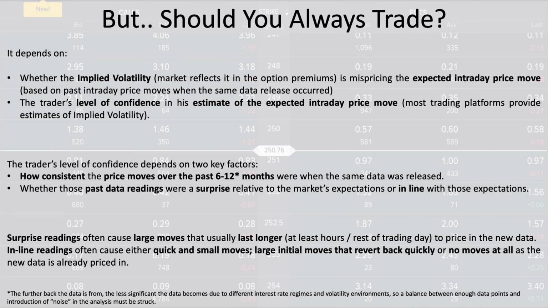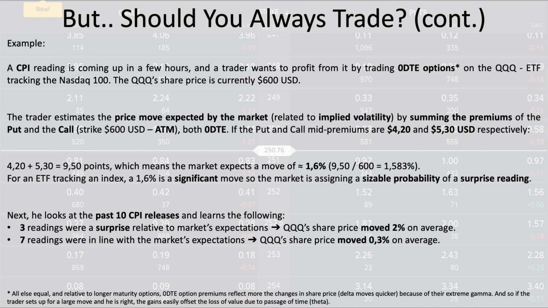Now, with this in mind, I'm going to give you an example, because this is always better to help you understand. In this example, there's a CPI reading coming up in the next few hours, and a trader wants to profit from it by trading 0DTE options, options which expire on that same day, the day on which the trade is made. And we are going to use the QQQ, the ETF which tracks the Nasdaq 100.